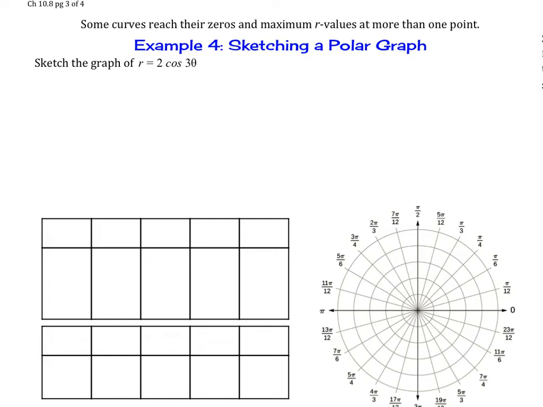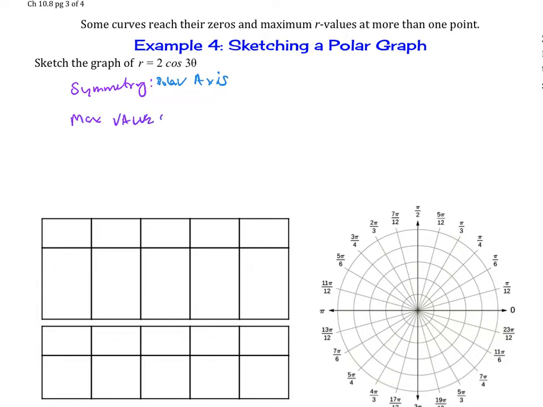So some curves reach their zeros and maximum R values at more than 1 point. And so let's try to sketch the graph r equals 2 cosine of 3 theta. So first of all, I know that it's cosine. And so let's say the symmetry, we know it's across the polar axis. Let's find our maximum R value.